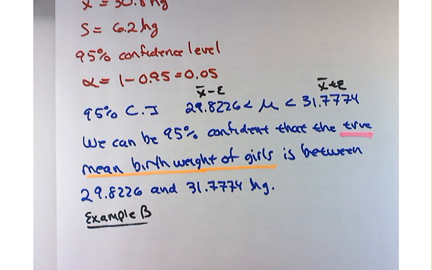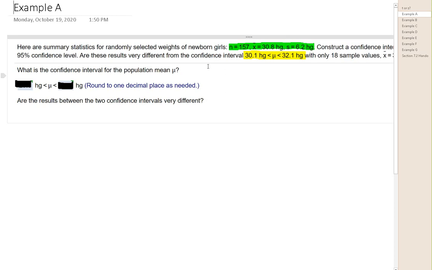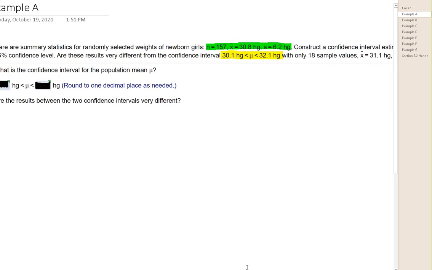I'm trying to think if there's a follow-up question to this part, example A. Let's see. Was there? Example A. Are those results very different from the confidence interval of 30.1 to 32.1 with only 18 sample values and a different sample mean? All right, so let's take a look at that part. Let me draw this.